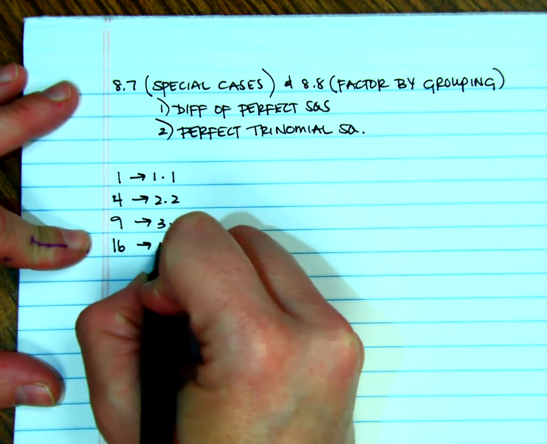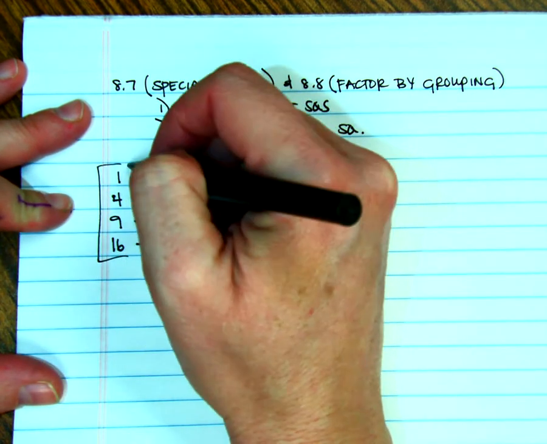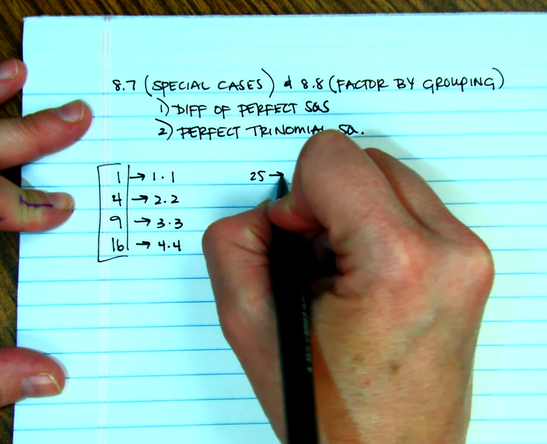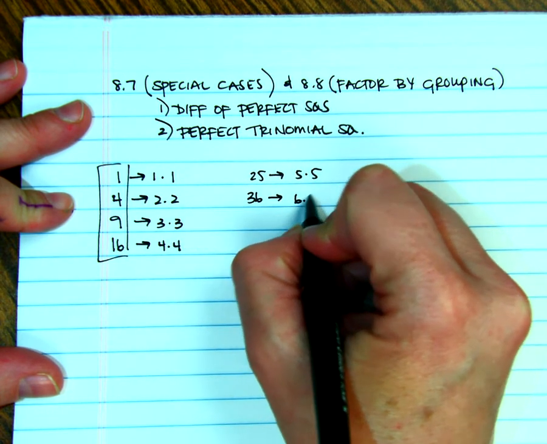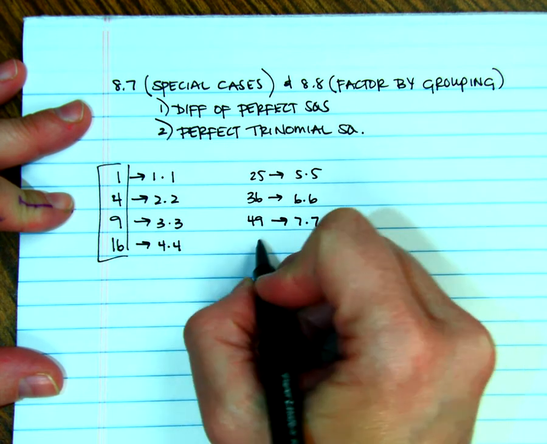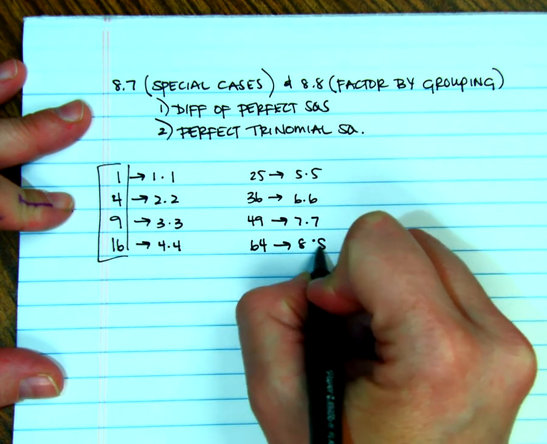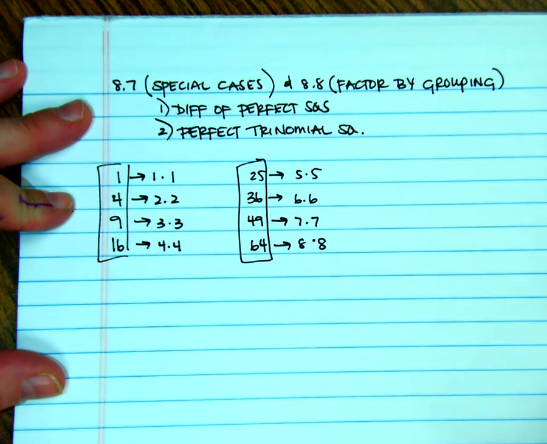16, 4 times 4. So all of these are perfect squares. 25 is 5 times 5. 36 is 6 times 6. 49, 7 times 7. 64 is 8 times 8. So again, these numbers are perfect squares.